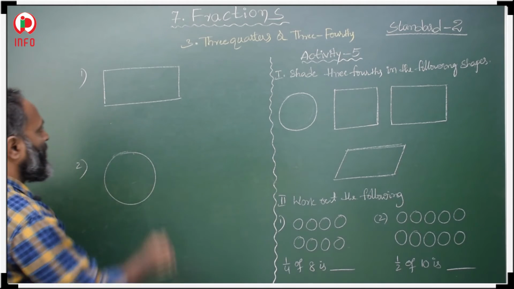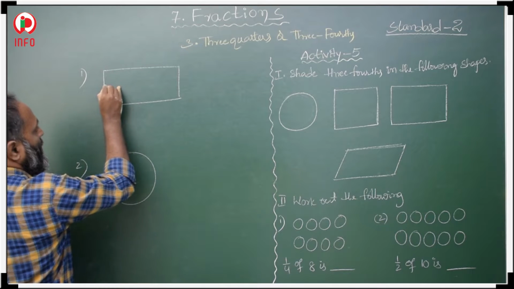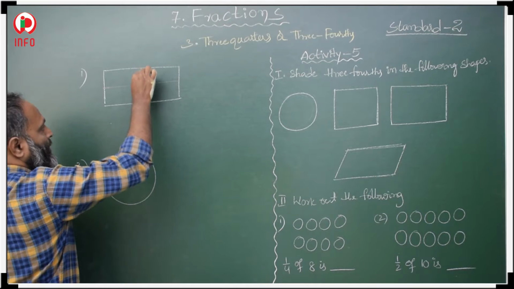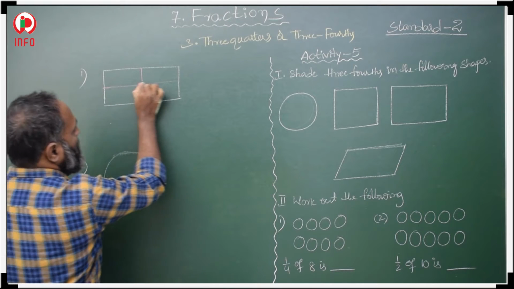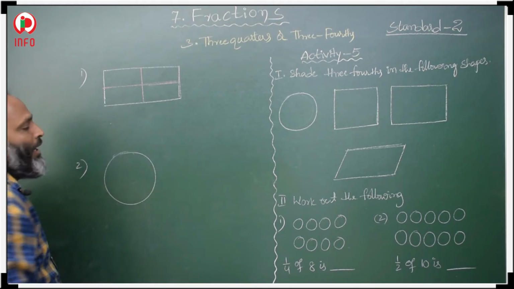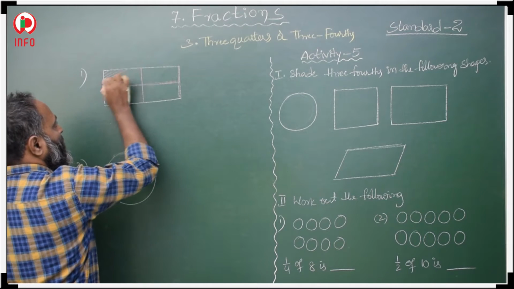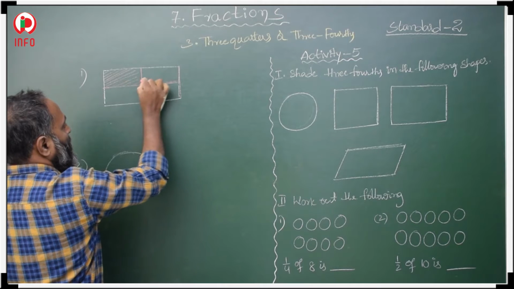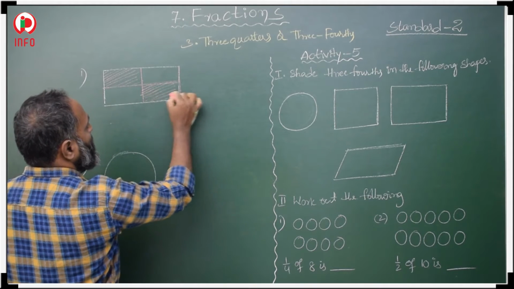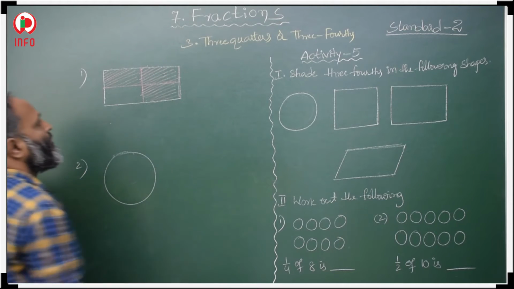See here, this is a rectangle. If we draw a horizontal line in the middle and a vertical line in the middle, it divides into 4 equal parts. If one part is shaded, that is 1 quarter. If 2 parts are shaded, then 2 quarters. If 3 parts are shaded, then 3 quarters.